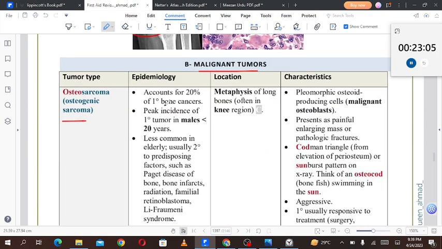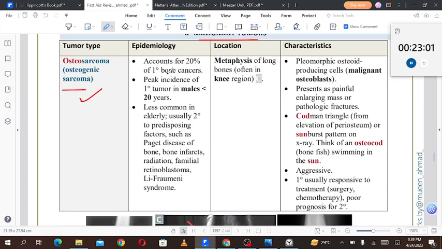The malignant bone tumors include osteosarcoma, or osteogenic sarcoma. It accounts for 20% of primary bone cancer. Peak incidence of the primary tumor is in males less than 20 years of age. It is less common in the elderly, usually secondary to predisposing factors such as Paget's disease of bone, infarcts, radiation, familial retinoblastoma, and Li-Fraumeni syndrome. Location: metaphysis of the long bones, often in the knee region.